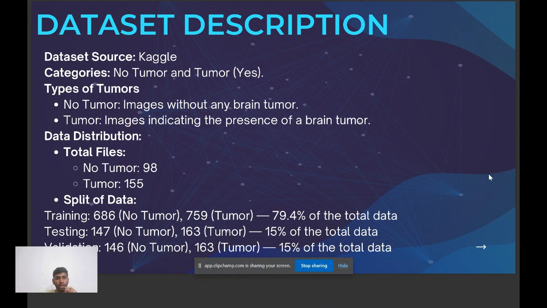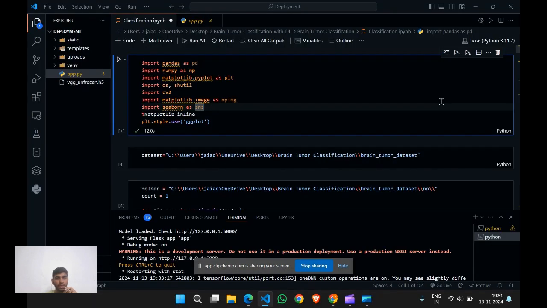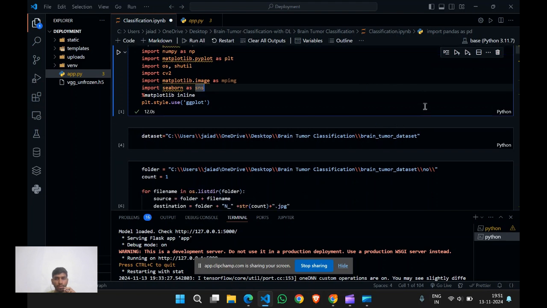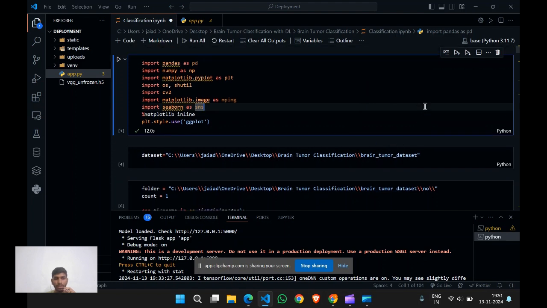Switching onto the coding part, the project has three phases: the first is image pre-processing, the second is model development, and the third is deployment, for which we have used Flask. In the first phase, I have used data augmentation, as we showed before that the data set was small.